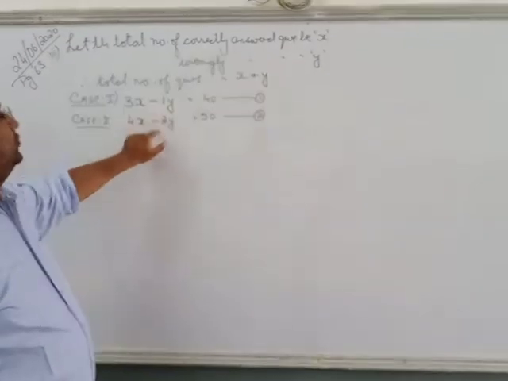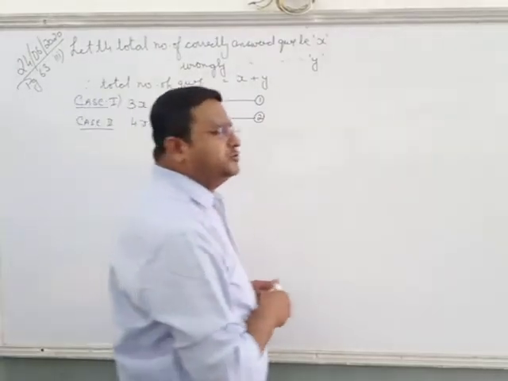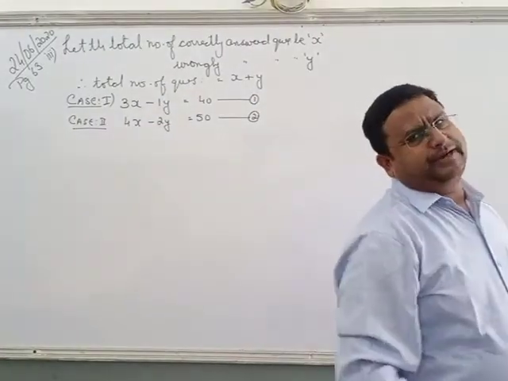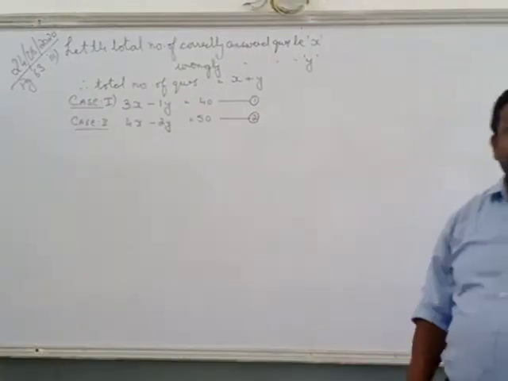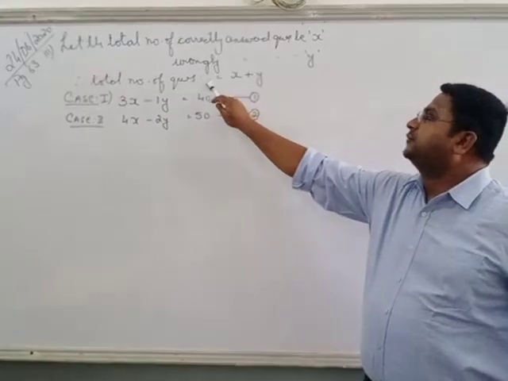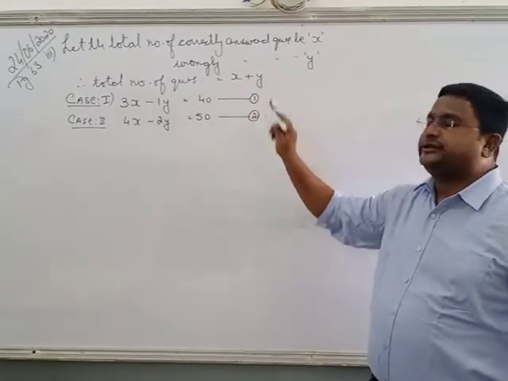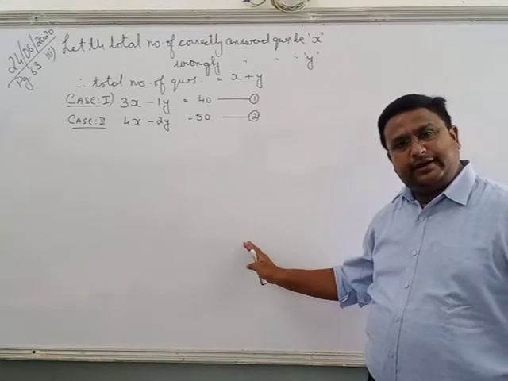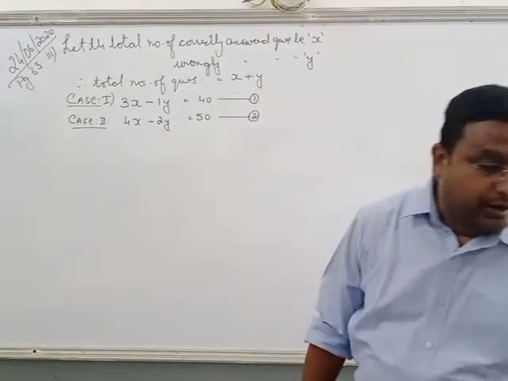Now you can solve both these equations either by substitution, elimination or cross multiplication. The best is elimination. You get the values of X and Y. The question says what is the total number of questions? The total number of questions is X plus Y. Clear? Now we come down to the fourth part.